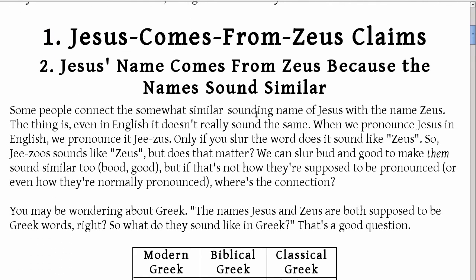Some people connect the somewhat similar sounding name of Jesus with the name Zeus. The thing is, even in English, it doesn't really sound the same. When we pronounce Jesus in English, we pronounce it Jesus. Only if you slur the word does it sound like Zeus. So Jesus sounds like Zeus, but does that matter? We can slur bud and good to make them sound similar too: bood, good. But if that's not how they're supposed to be pronounced, or even how they're normally pronounced, then where's the connection?